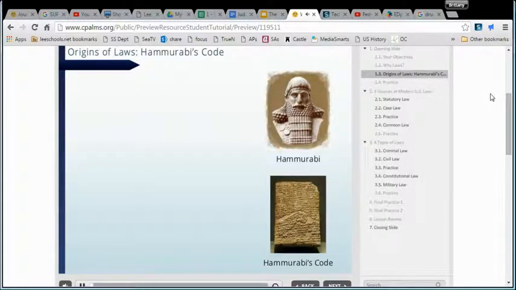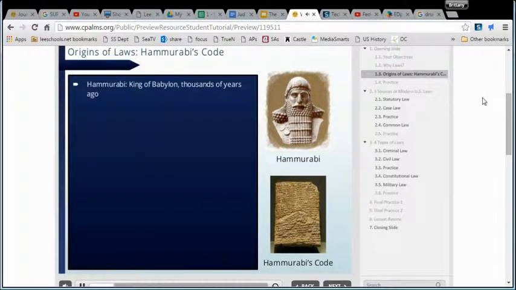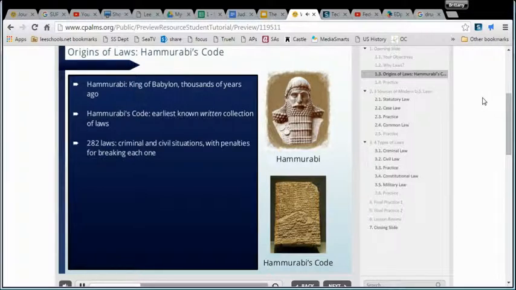The laws we have today in the United States trace back to many different sources. Maybe the earliest is Hammurabi's Code. Hammurabi was an ancient king of Babylon who reigned thousands of years ago. The code that bears his name is probably the earliest known written collection of laws in human history. It lists 282 laws dealing with criminal and civil situations, along with the penalties for breaking each one. The laws deal with issues like trade, marriage, military service, theft, even murder and slavery.